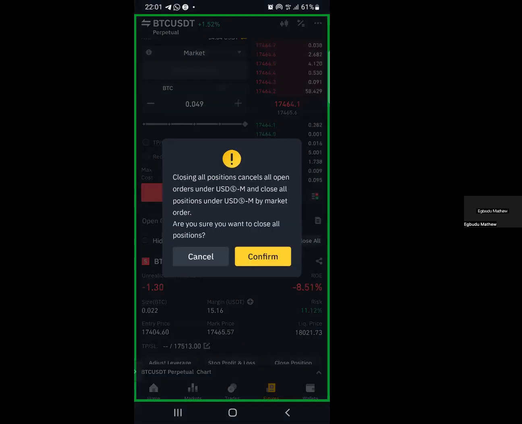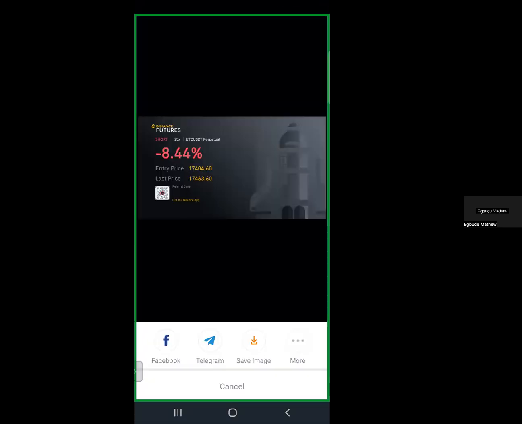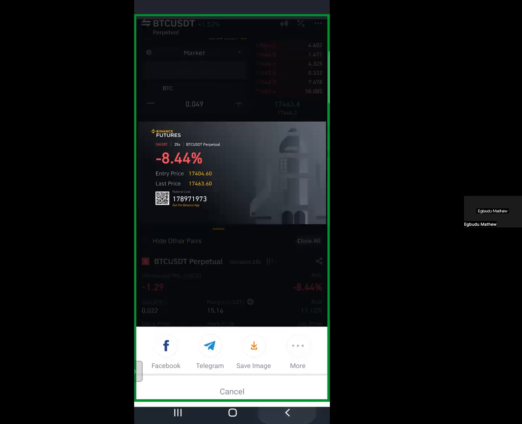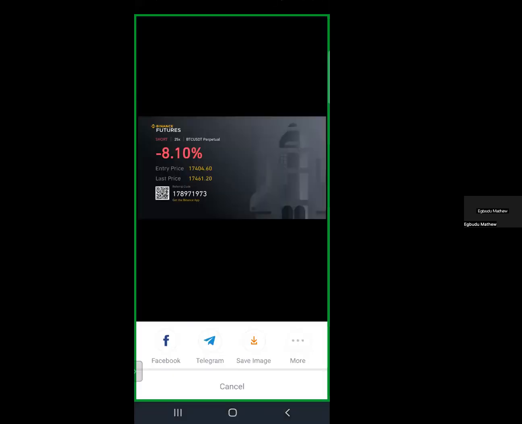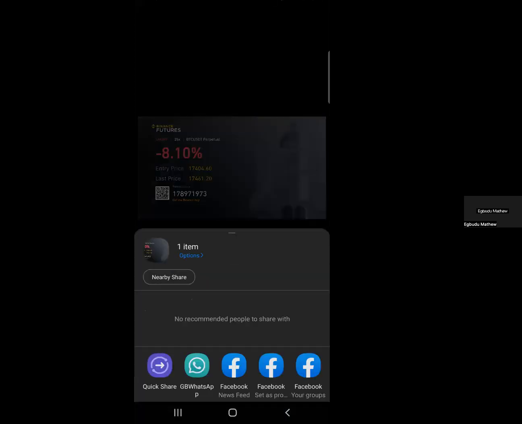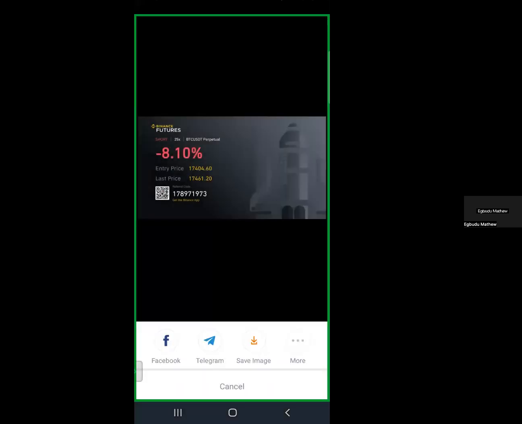What I'm having here, minus 8%. If you click on this share button, you see this is called unrealized PNL. If you want to share your PNL with somebody, all you need to do is click here, and you can see either you want to save it, you want to share more, wherever you want to send it to, anybody you want to send to, you have it here. But if you choose to save here, I've successfully saved it. If I want to share on Facebook, I'll click on Facebook, I'll share. But since I'm not sharing on Facebook, I need to come back.